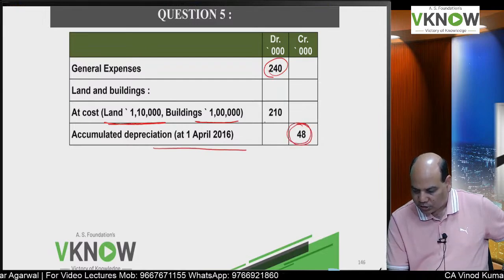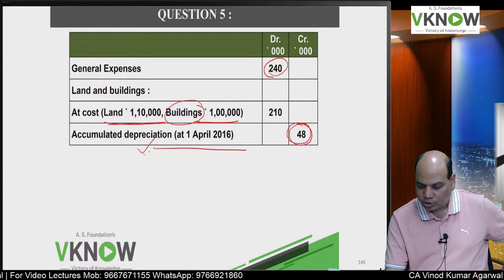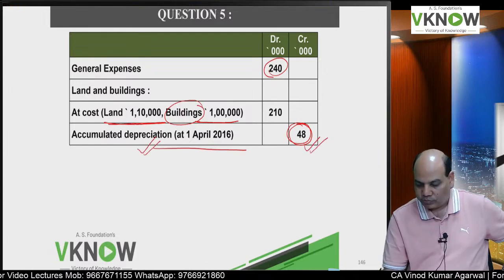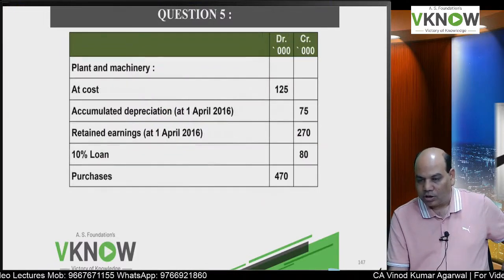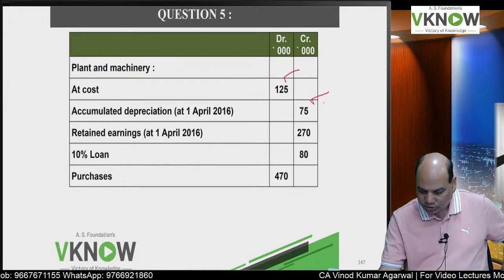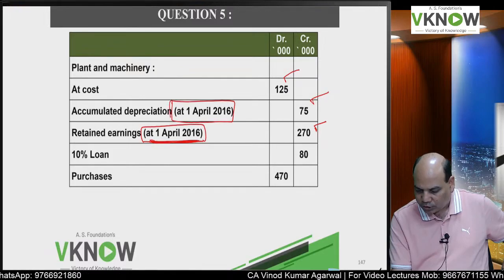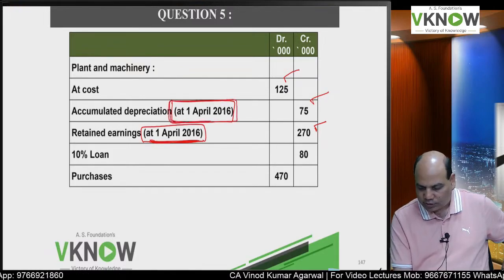Whether this depreciation is on building or on land? Building. So that is why they have not mentioned it. Students should know, usually land is not depreciated. Then similarly, plant and machinery at cost, depreciation. Retained earning opening balance on 1/4/16 means opening balance. Accumulated depreciation 1/4/16 means opening balance.